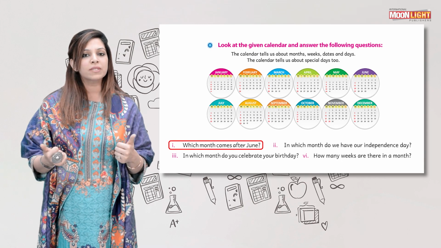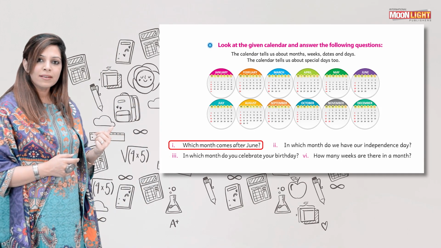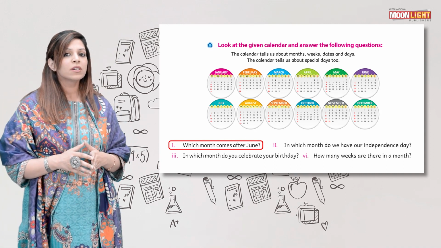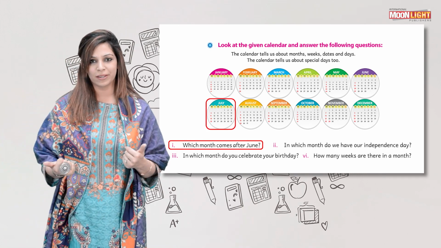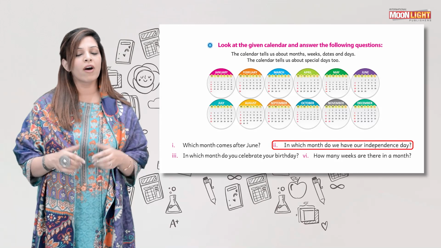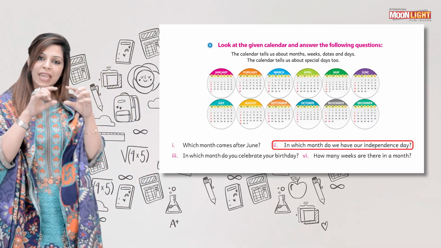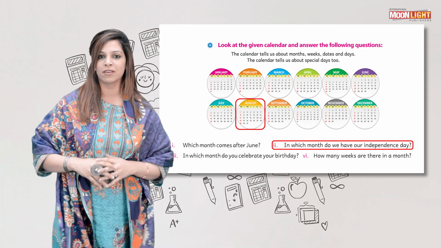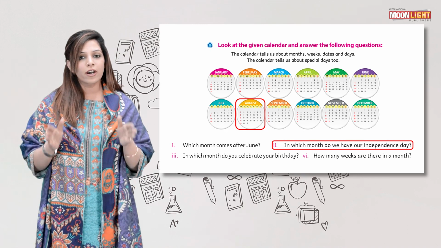Which month comes after June? Just look at this calendar and scan the month of June and you have to find out the month which comes after June. So it is July. In which month do we have our Independence Day? And yes students, we all know the date of independence, that is 14th August 1947. So it means our Independence Day month is August.